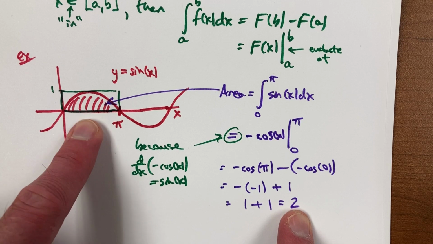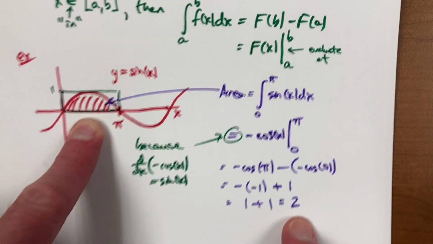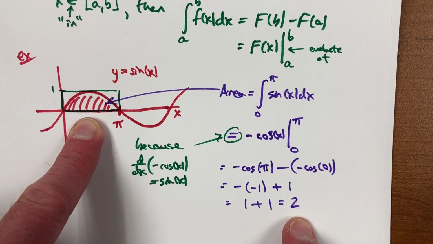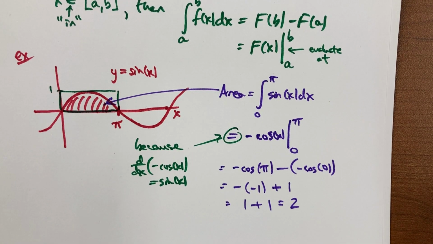Moreover, the shaded red area is more than half the area of the rectangle. Half the area of the rectangle would be pi over 2, about 1.57. Yeah, 2 is between 1.57 and 3.14. This is reasonable. You can also use your calculator.